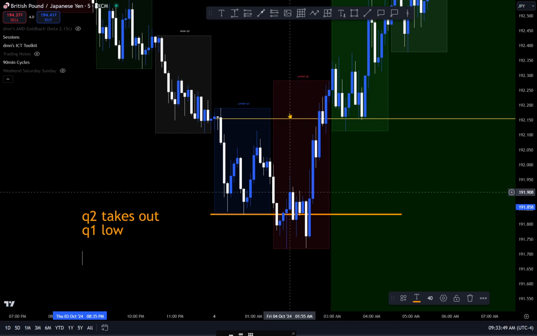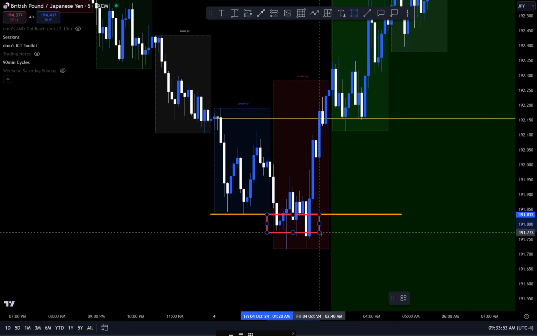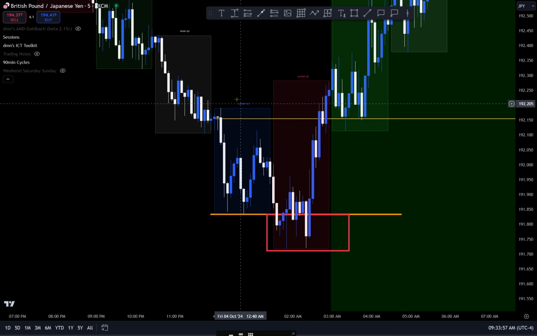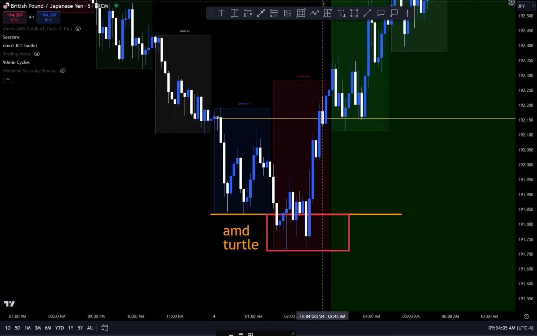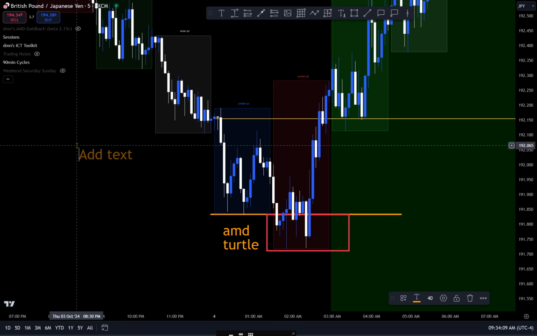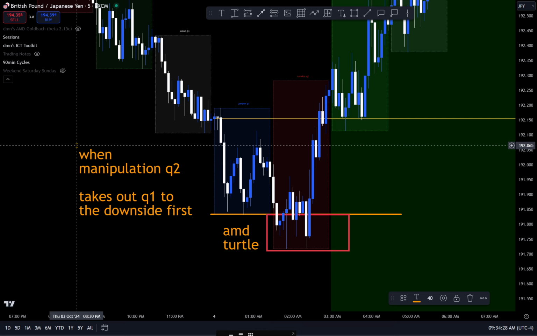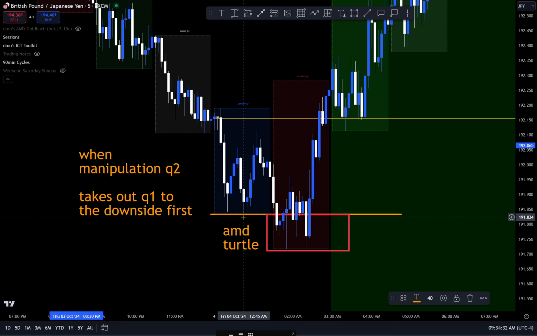This is actually really perfect because it's the same thing we're talking about on turtle soup, but you're doing it in a fractal way. So this is another style of turtle that you're going to learn about. It's called the AMD turtle. When manipulation, which is Q2, takes out Q1 to the downside first, it causes a turtle soup, which is no different from Monday under Friday, or the current week underneath our previous week's low, and then buys.